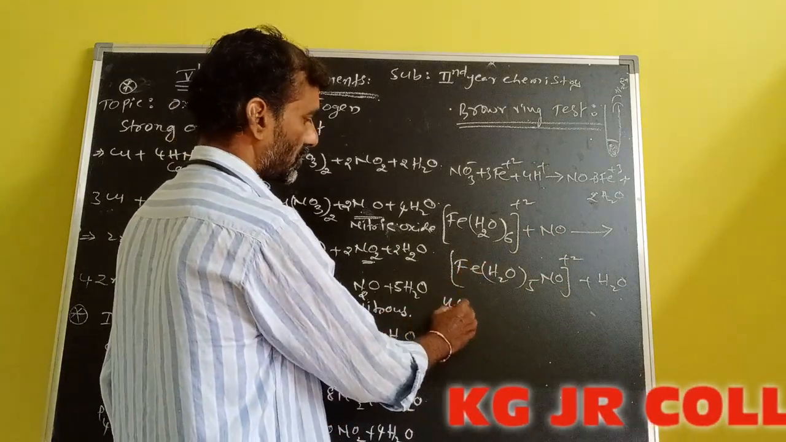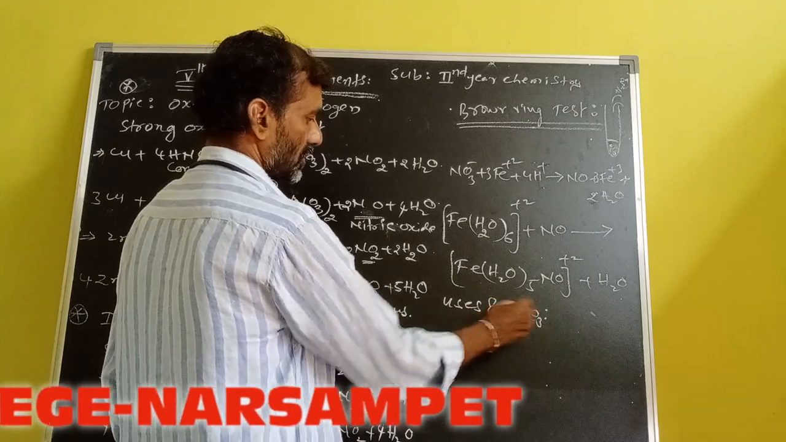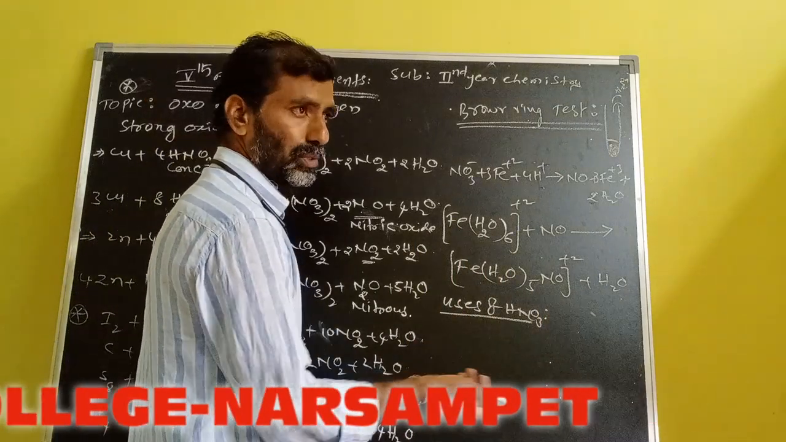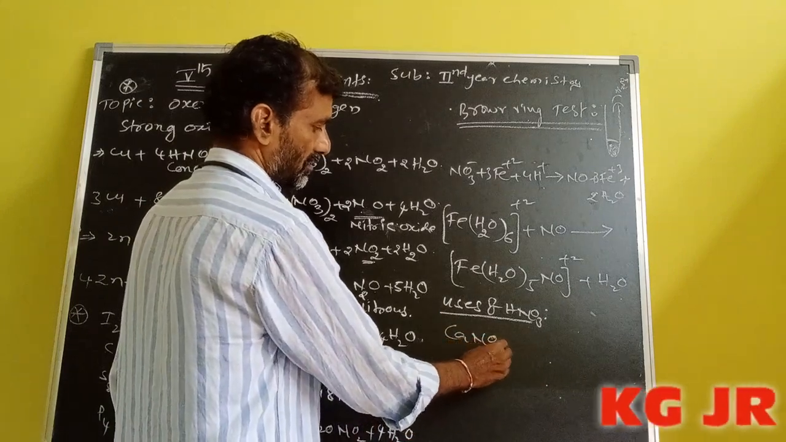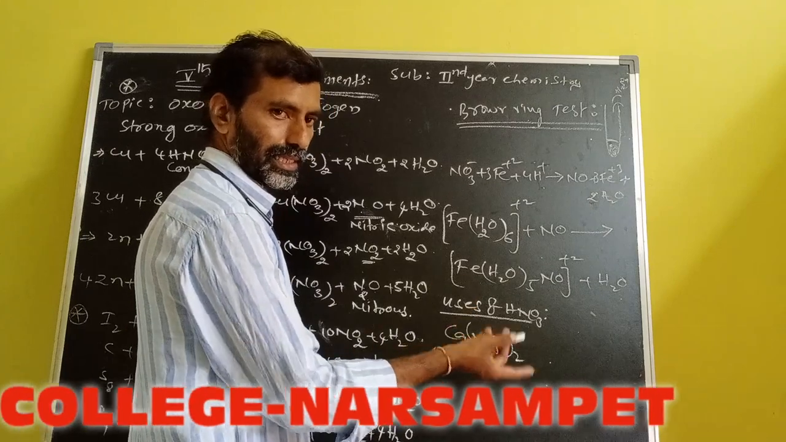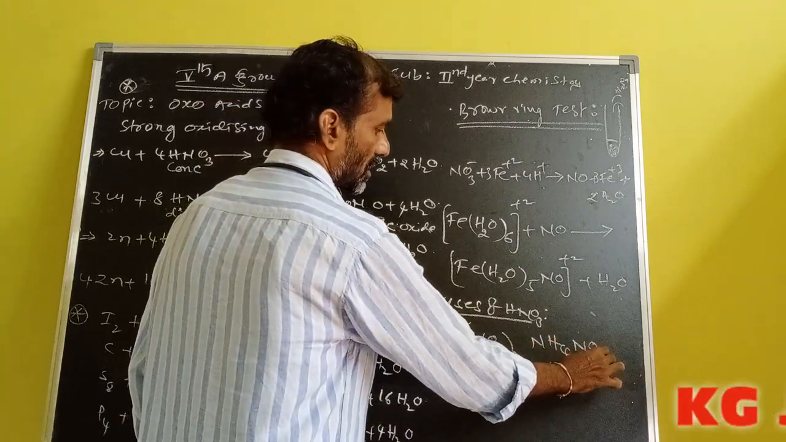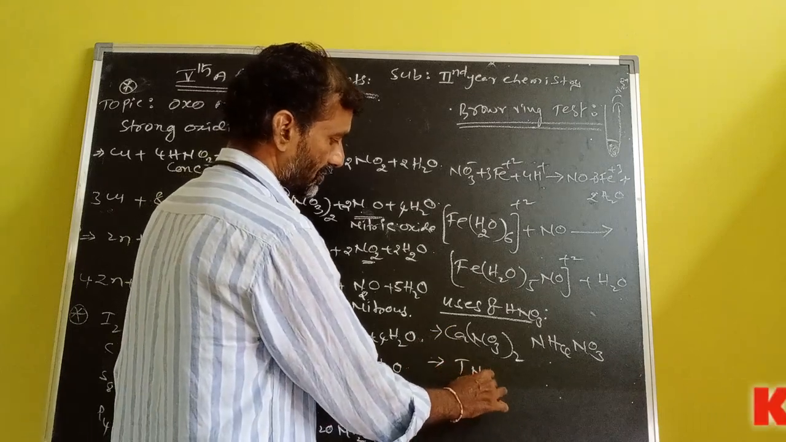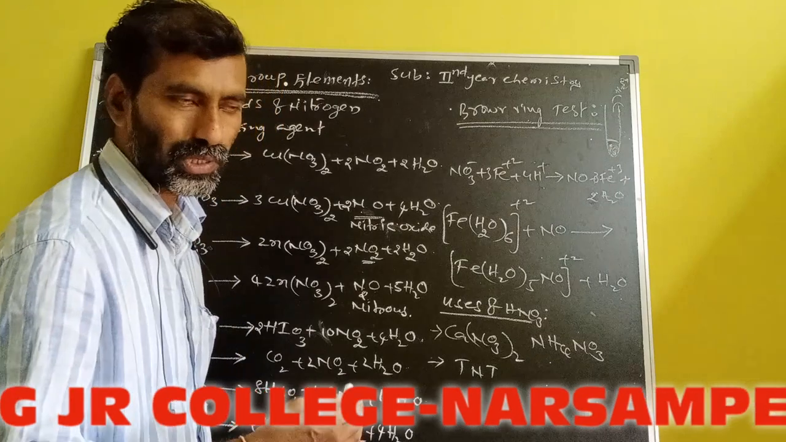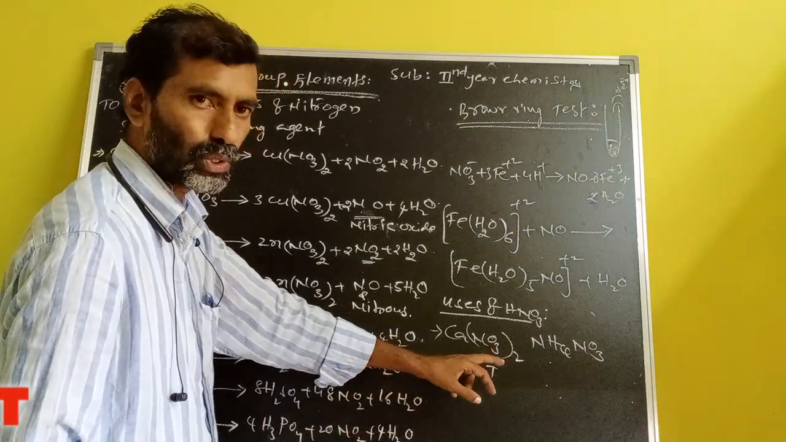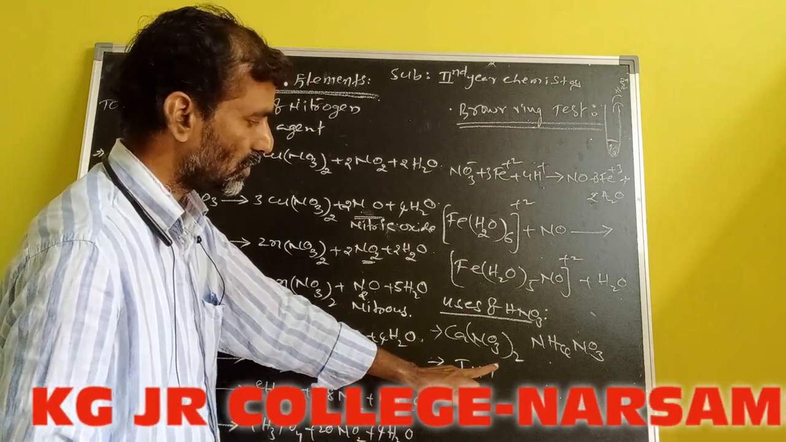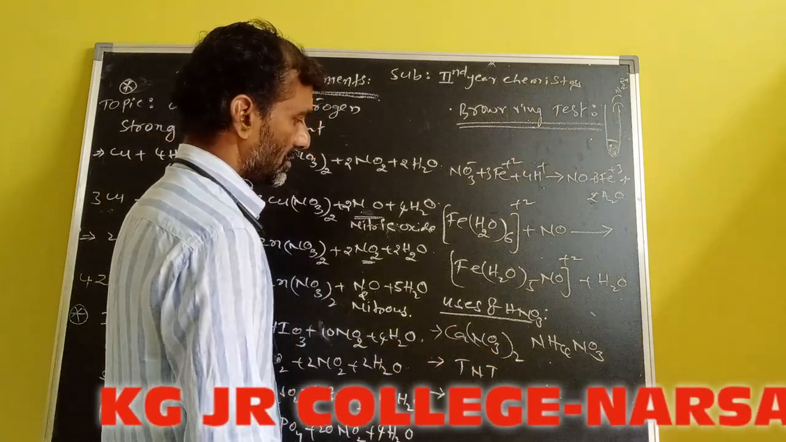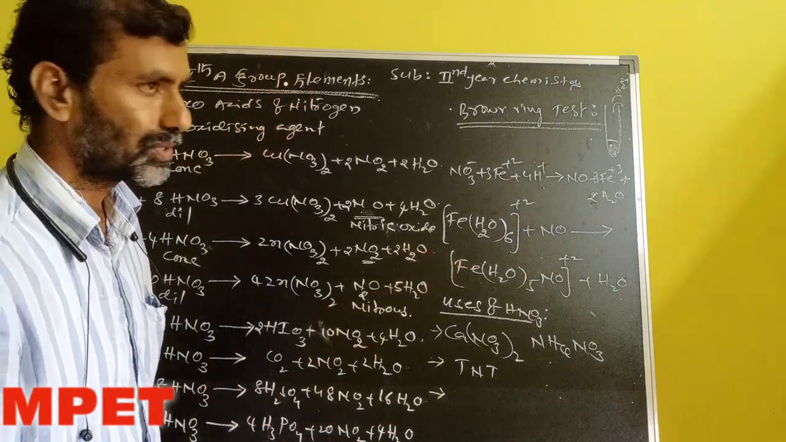Okay, next one is uses of HNO3. It is used for manufacturing of nitrogenous fertilizers. Nitrogenous fertilizers like calcium nitrate, Ca(NO3)2, ammonium nitrate, that is NH4NO3. And next one is explosive substances like TNT, trinitrotoluene. Okay. These are the uses of HNO3.